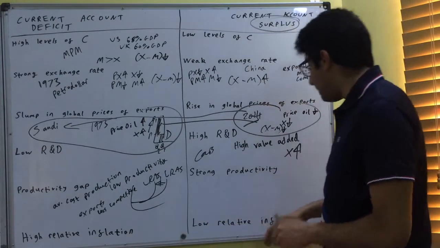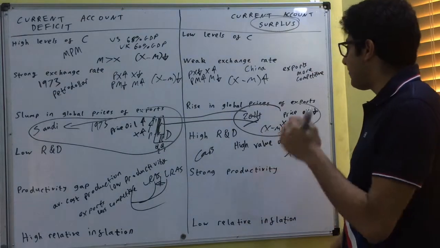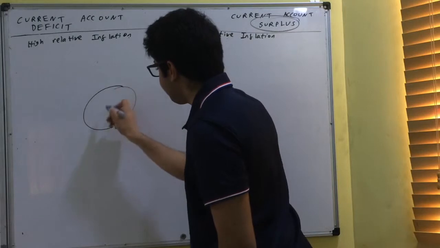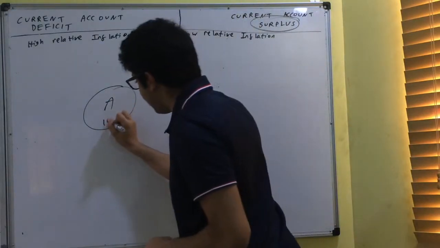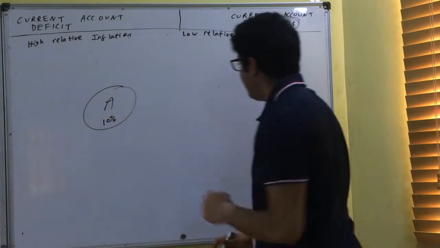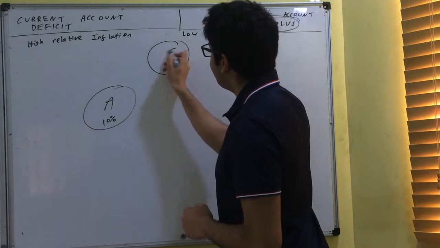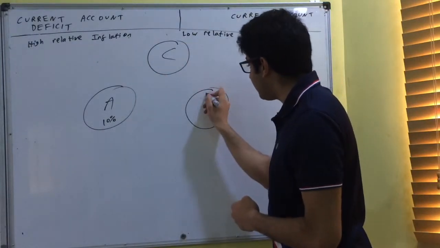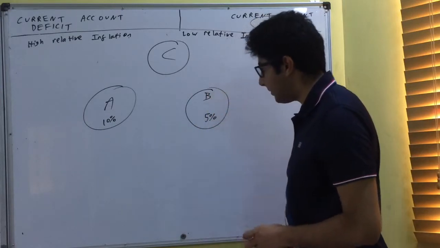High relative inflation, low relative inflation. I need more space to explain this. Okay, so say your country A. The rate of inflation in your country is 10%. And you have country C. You export to that country. You have another country, country B, and the inflation rate in that country is 5%.